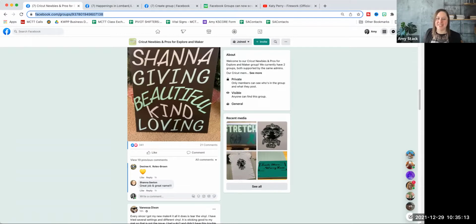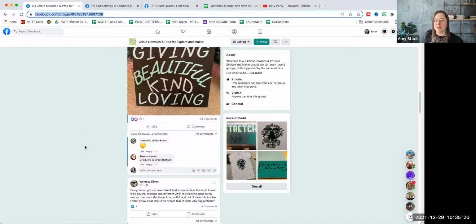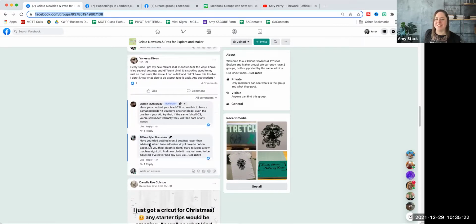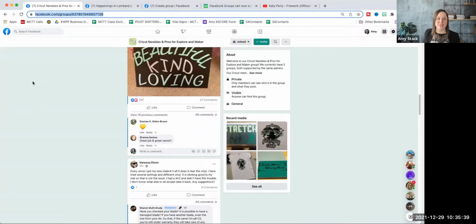Oh, I see Kristen said yes. Yay, fellow Cricut knowledge person. But I have one, and it lets me do, a couple people, good. Yay, crafters. I have one, so I am in a group. I'm in a few of them, but this is just one I pulled up. You can see it says Cricut Newbies and Pros for Explore and Maker. Oh, Karen, I'm glad you know how to pronounce it now. Yeah, a lot of people think it's "cry cut," it's Cricut.